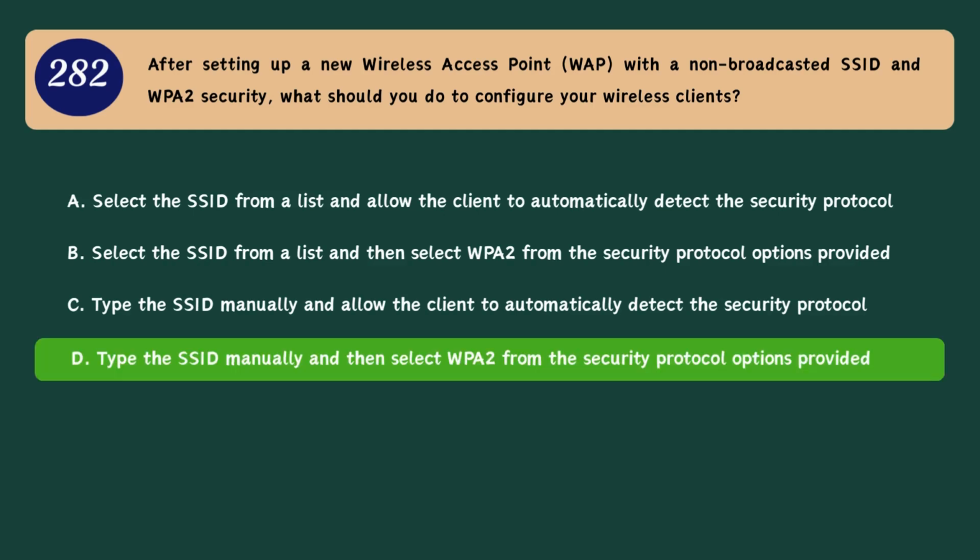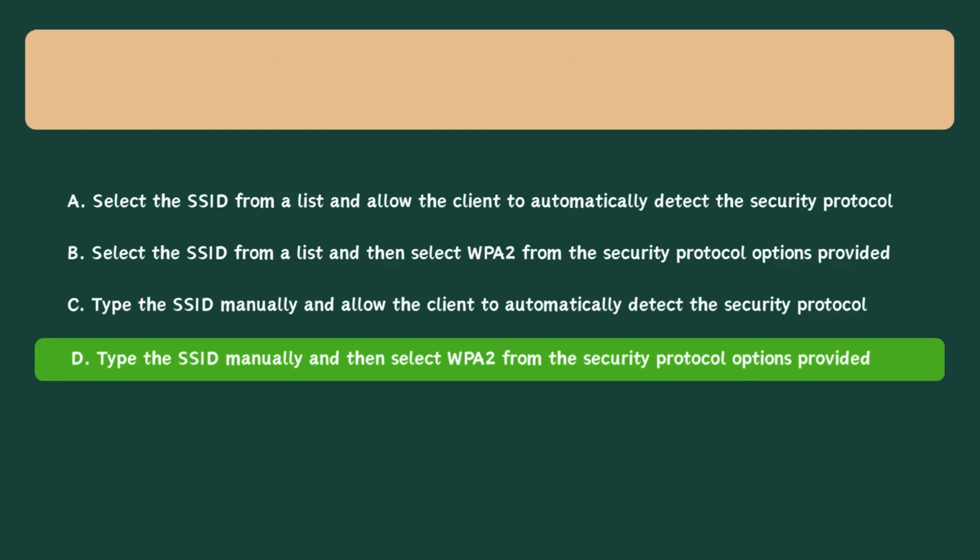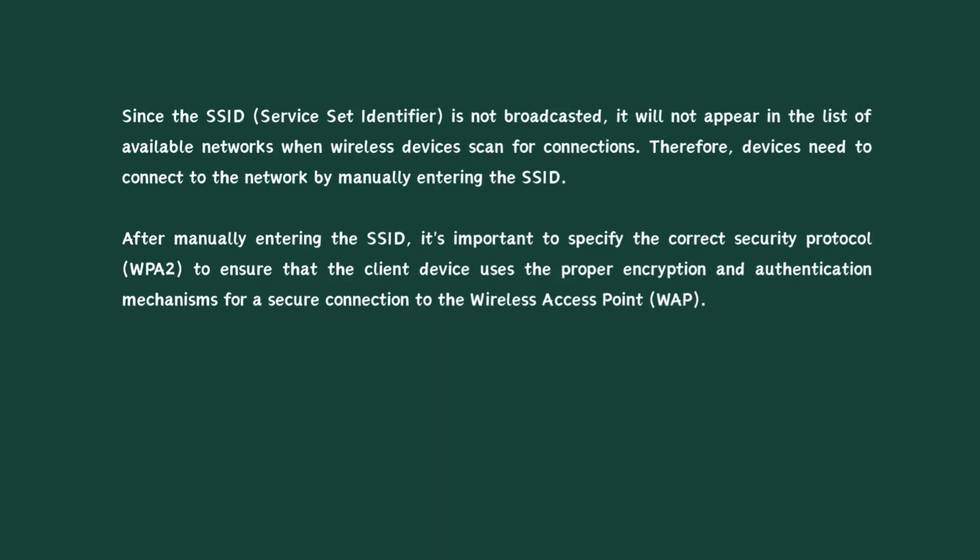Correct answer. D. Type the SSID manually and then select WPA2 from the security protocol options provided. Since the SSID, service set identifier, is not broadcasted, it will not appear in the list of available networks when wireless devices scan for connections. Therefore, devices need to connect to the network by manually entering the SSID. After manually entering the SSID, it's important to specify the correct security protocol to ensure that the client device uses the proper encryption and authentication mechanisms for a secure connection to the wireless access point.